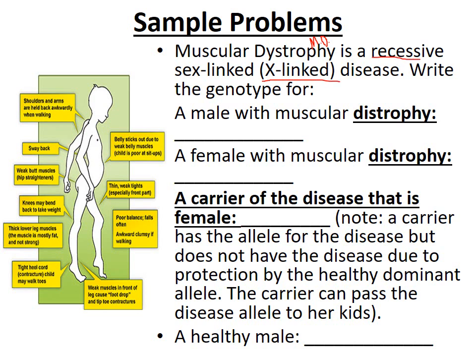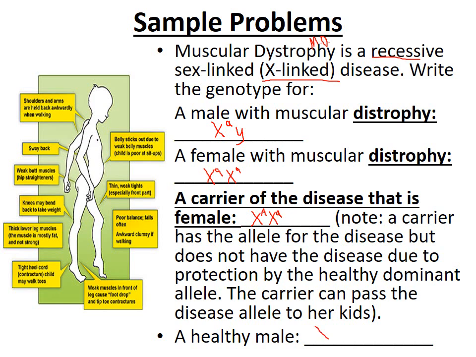Write the genotype for a male with muscular dystrophy. So it's recessive. That means you have to have X little a. The male doesn't have another X, the male has a Y. A female with muscular dystrophy would have to have both recessive alleles, X little a, X little a. A carrier of the disease that is female, well, that means that the female is healthy, but carries the diseased allele, so X big A, X little a.